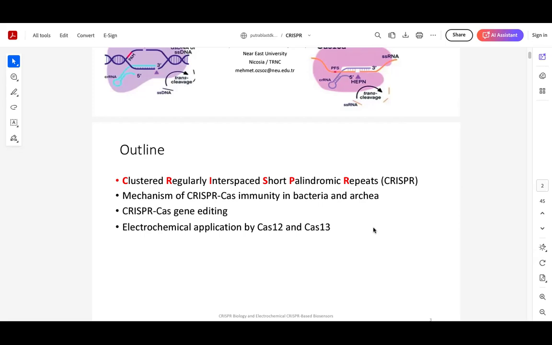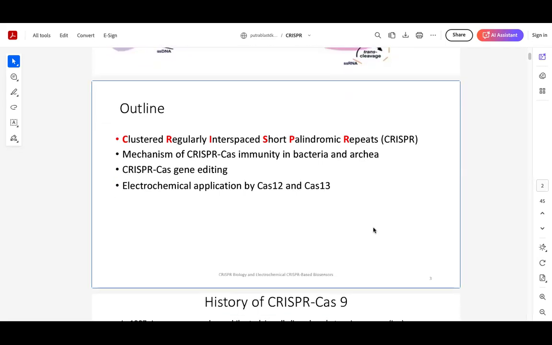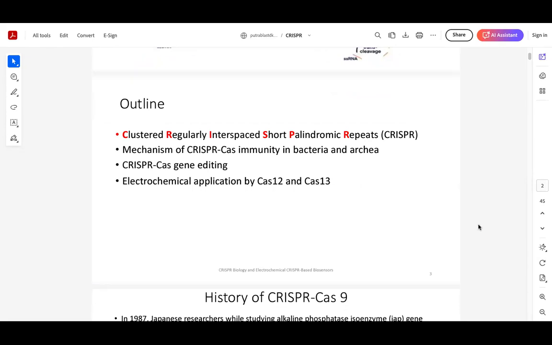And in biosensor as well, CRISPR has been used as the biomarker. So that's why we are discussing CRISPR in this subject.